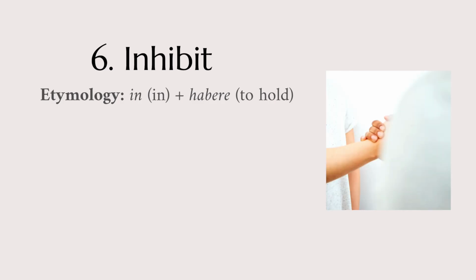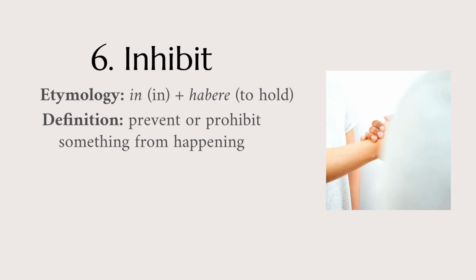Number 6 is inhibit, which comes from in, meaning in this time, plus habere, which means to hold. So we have a person holding hands. And the definition is to prevent or prohibit something from happening. So in a way, you're kind of holding it towards yourself, holding it in, holding it back.